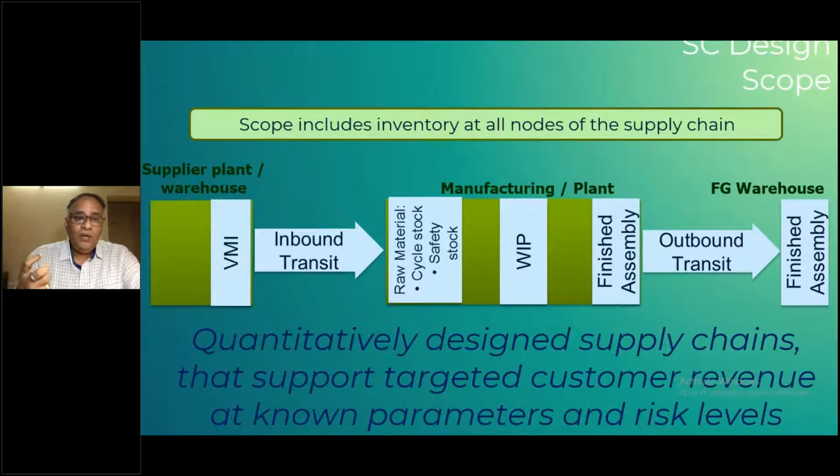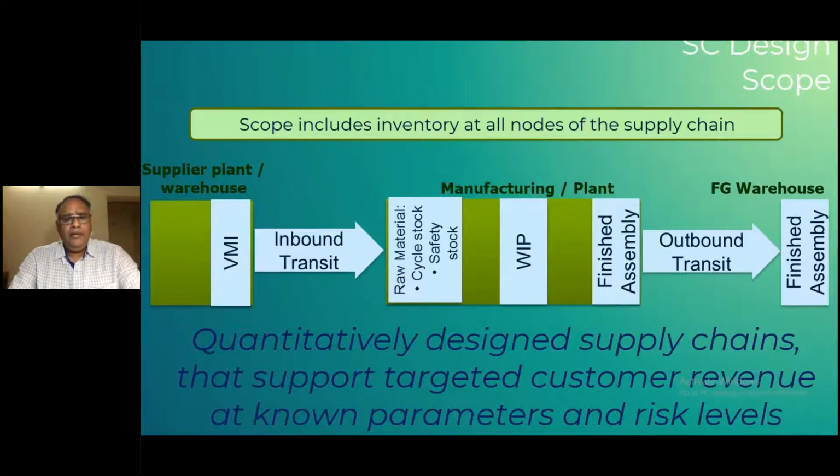That is how quantitatively a supply chain model has to be designed, so that it will support your targeted customer revenue. Because when you talk about organization income, it is only the revenue we generate from the customer. That is how the whole parameter and risk level is associated with inventory. So this is the background of all supply chain design. Basically the scope includes inventory at all the nodes of the supply chain, and that is very vital. Being in supply chain management, an individual has to understand these basics very clearly.